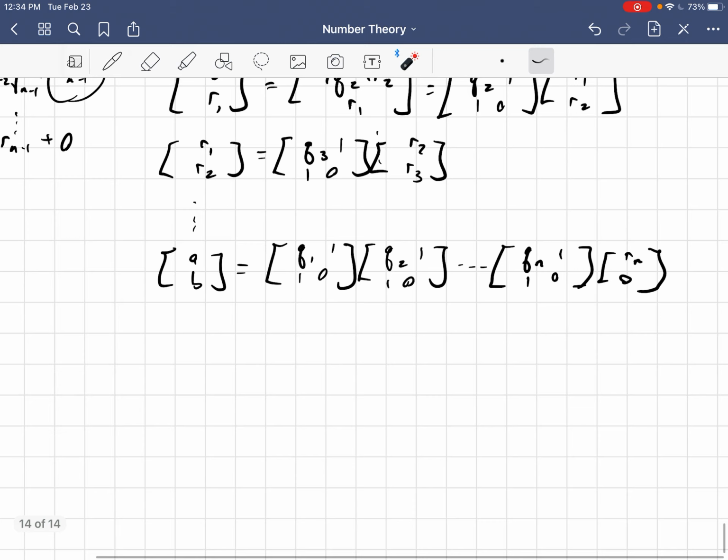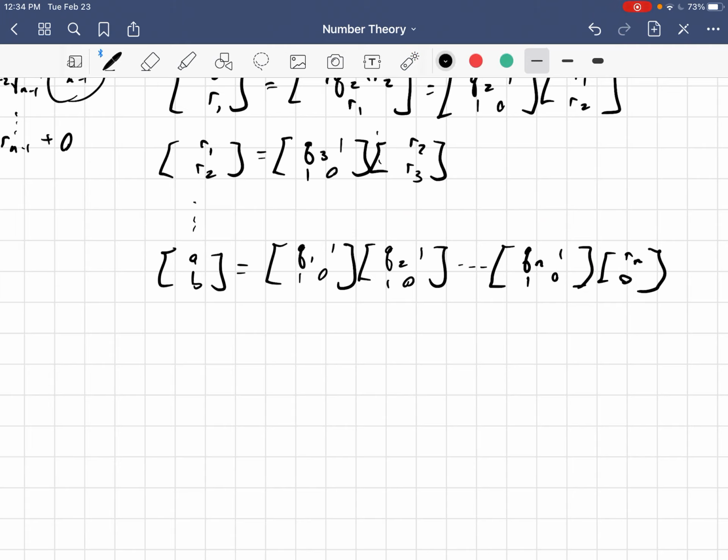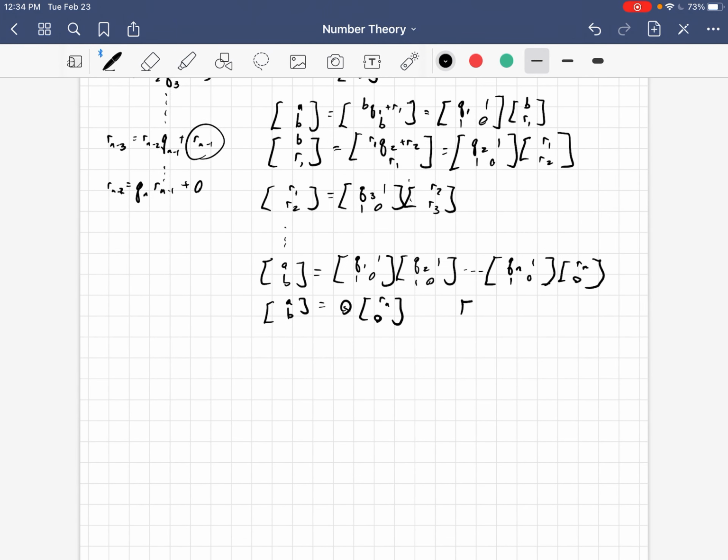And so this tells us that, well, what is this? This is the product of all those quotient matrices, which I defined to be Q. And so therefore, AB is equal to Q times R sub n, 0. QED, right?